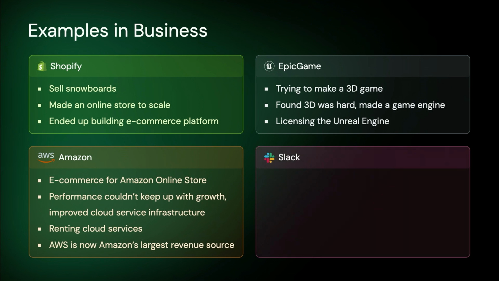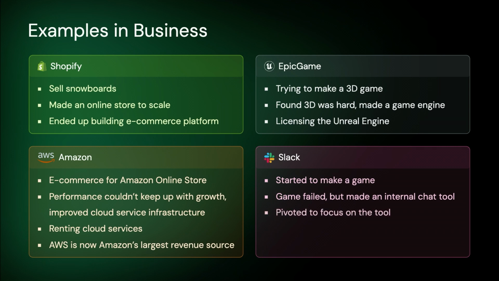Then we have Slack. They were first working on a game, and eventually the game failed. But during the process of making the game, they built an internal communication app, which now became the main business, and then they sold it to enterprises.